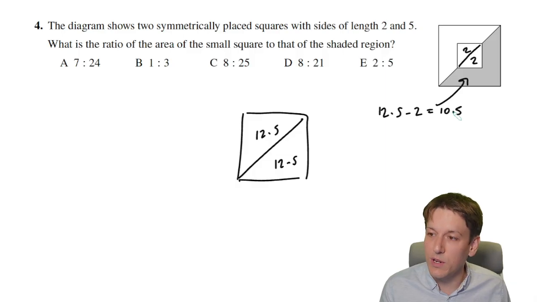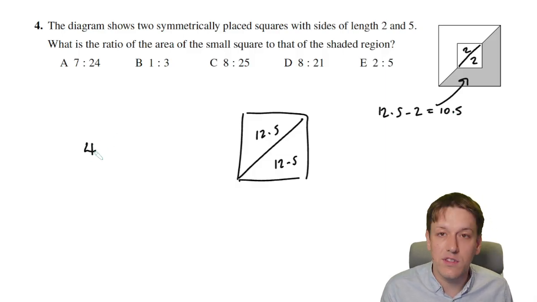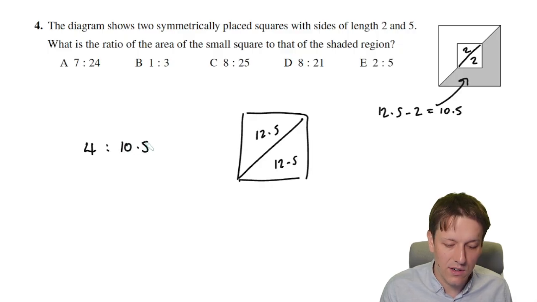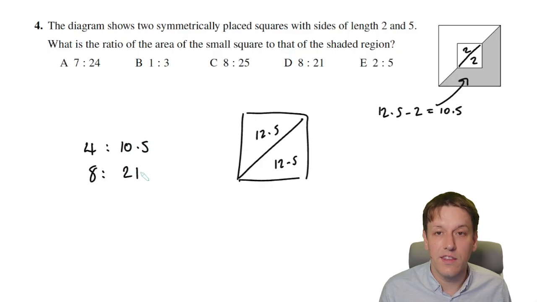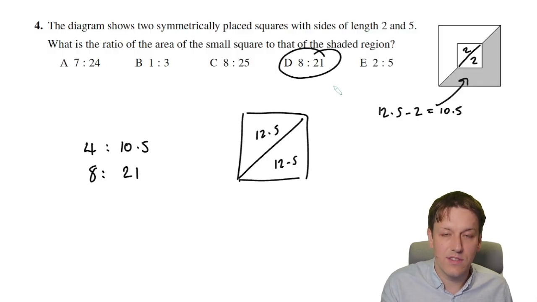And so the ratio that we're looking for here is the area of the small square, 4, to the area of the shaded region, 10.5. And now I just need to multiply that ratio by 2 to find that the answer here is 8/21, and so the answer is D.